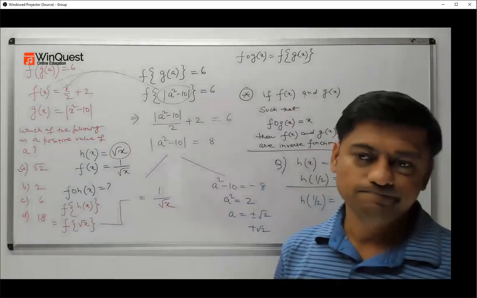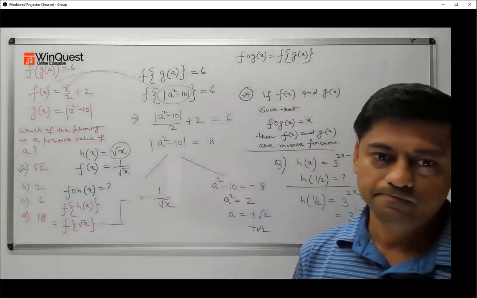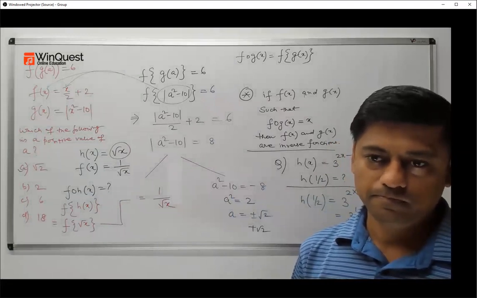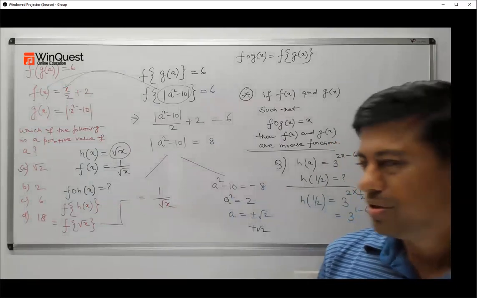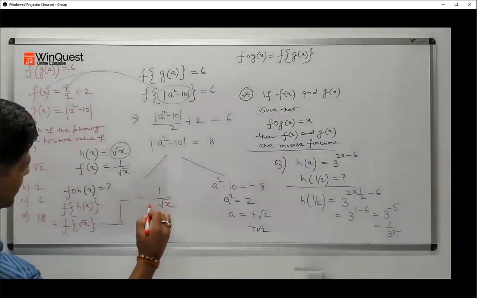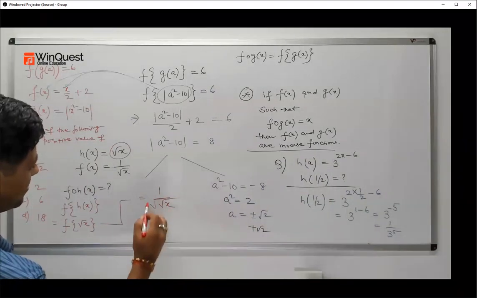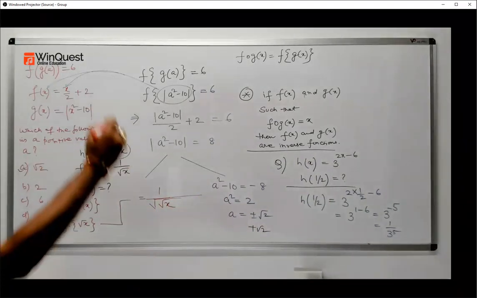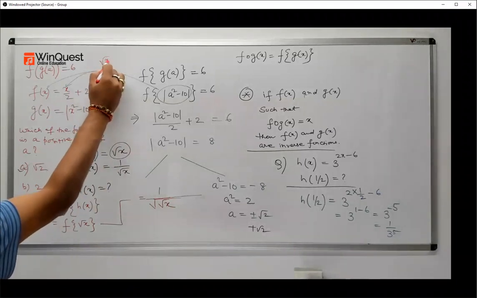There is another square root. Isn't there supposed to be another square root? Yeah. So this becomes square root of square root, like this. Yes, that's the way to write it. Square root of square root.